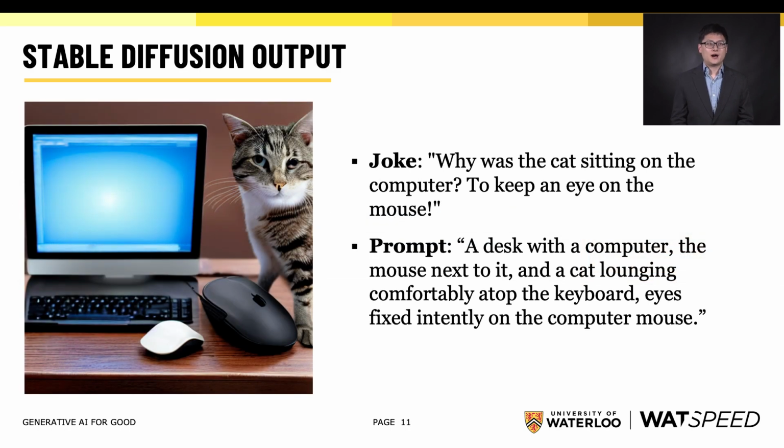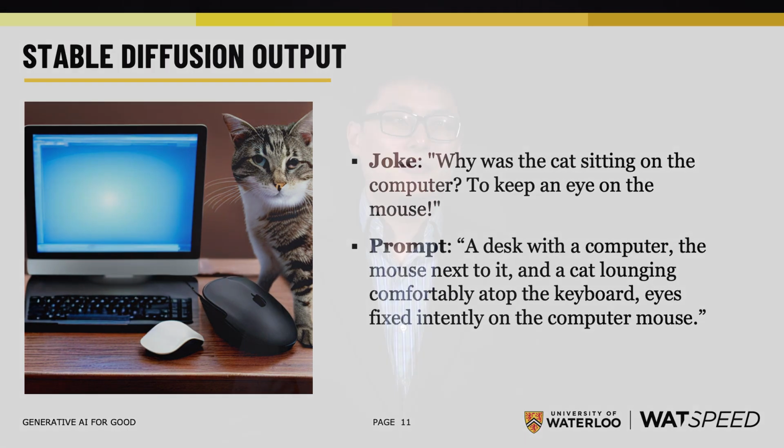Well, this is what I got. A cat sitting on a table by the computer. This has most of the things that I input into the prompt. The prompt is a desk with a computer, the mouse next to it, and a cat lounging comfortably atop of the keyboard, eye fixed intently on the computer mouse. Well, the cat in this frame doesn't really look at the mouse. Maybe let's try again to hit that generate button.